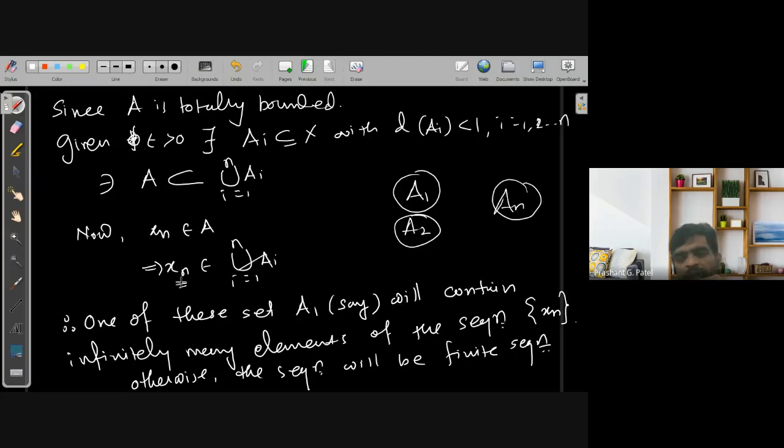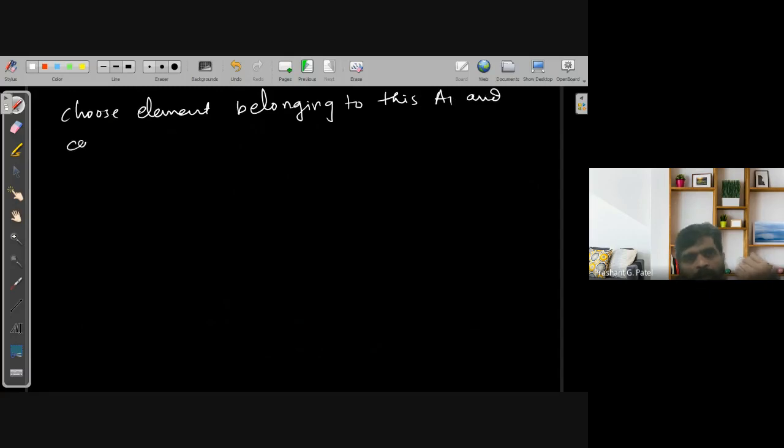Let us choose one element which belongs to A_1 and call it x_{n_1}. So there are infinitely many points which are in A_1, so choose an element belonging to this A_1 and call it x_{n_1}.